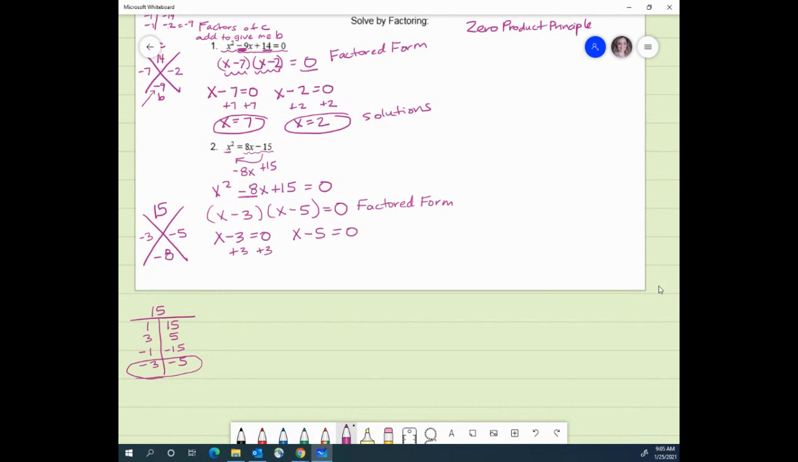So add 3 here, you get x equals 3. Add 5 here, x equals 5. So our solutions, I think on the homework it says solution set. And it'll have a little squiggly bracket like this. It might even say x equals that. 3 and 5. Okay.